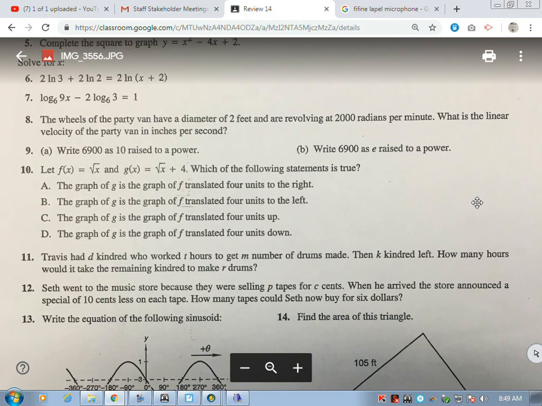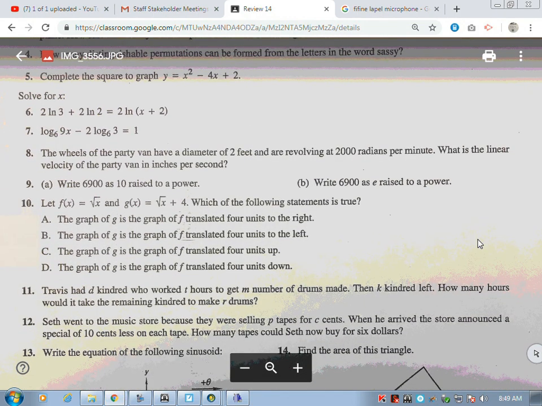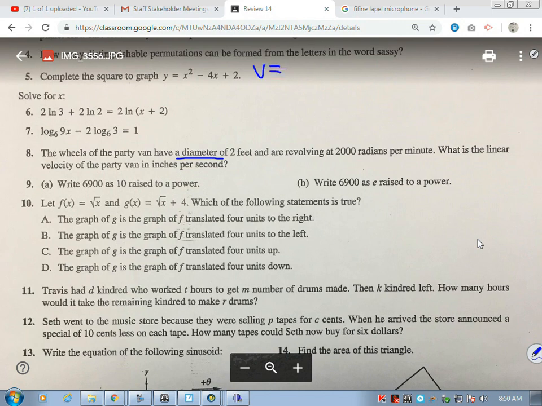Let's see, let's get to number 8. The wheels of the party van have a diameter of 2 feet. We want to probably perk up and see that that's diameter and are revolving at 2,000 radians per minute. What is the linear velocity of the party van in inches per second? So when we're talking about this, we want to make sure we know our formula is linear velocity equals radius times angular velocity. Okay, so V equals omega R.